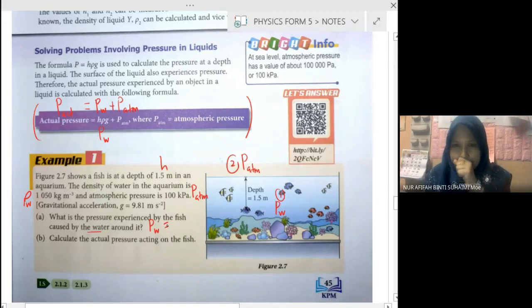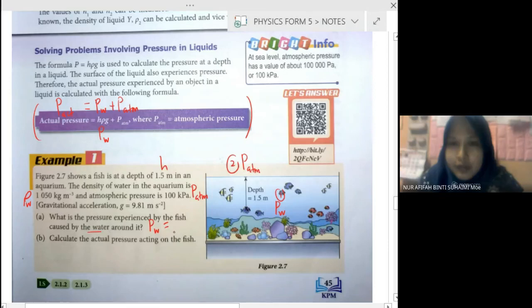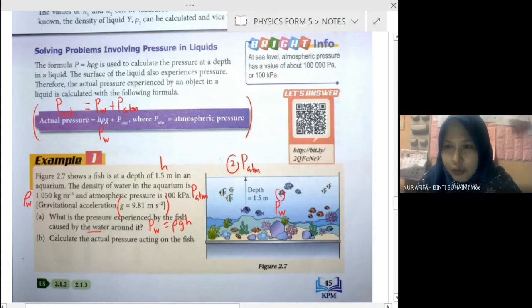Pressure caused by water, so P equals rho G H. The density of water is already given. For G, look at the question here: G that we use is 9.81, not 10 anymore. So look at the question. Don't just multiply by 10, otherwise your answer won't be accurate compared to the scheme. So convert G into 9.81 meter per second squared and height is 1.5 meter. Then you get the answer.